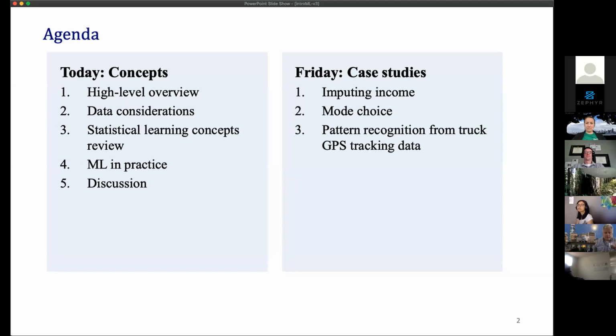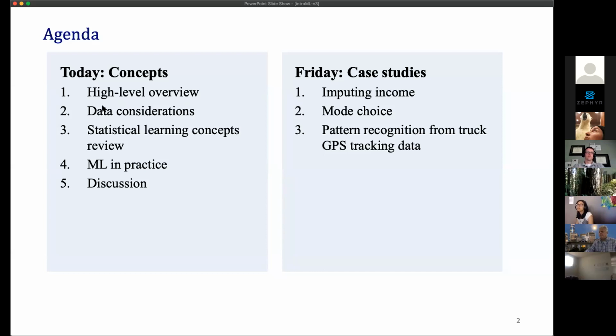On Friday, we plan to talk about 3 different case studies that you see there on the right, and they're all transportation oriented and things that we've done. So hopefully that will be a lot more interesting to you.